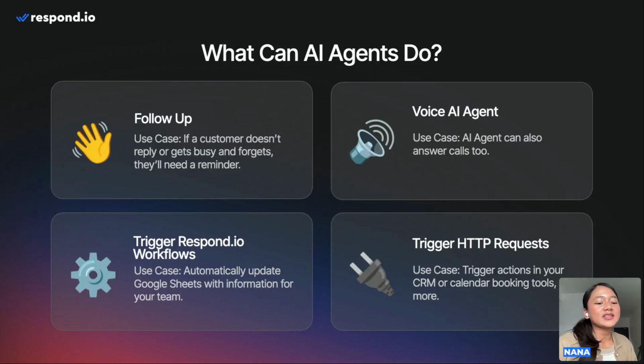So the main point here is that the AI agent is not just about replying to messages. It helps you handle volume, qualify the leads, even take action, and make sure your human agents can focus on the conversations that matter the most.